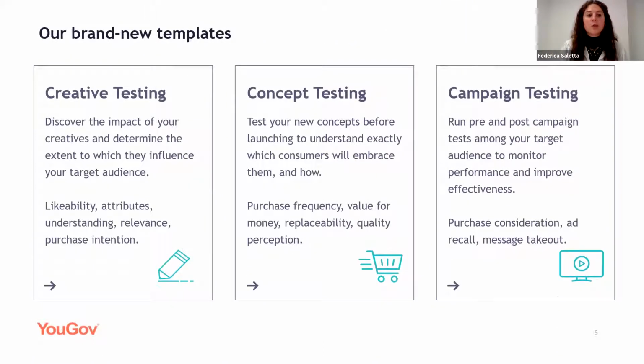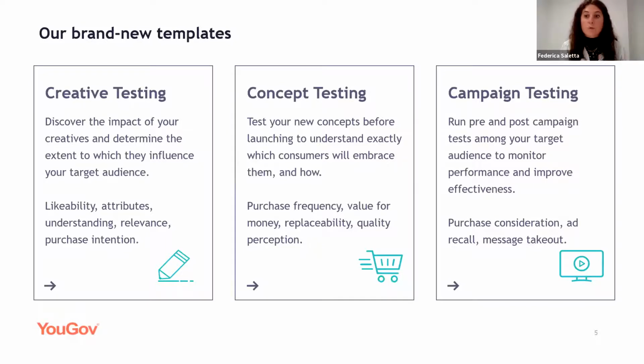So what have we built? Actually, we've built 3 different templates that you can leverage. The first one is creative testing. With creative testing, this is really useful when you're looking to test different routes of the creative, when you're working on the creative process. So what this allows you to do is, with the preset questions, which include things like likability of the asset, attributes linked to that asset, understanding of the creative, relevance to consumers, as well as all the way down to purchase intention, you're able to directly understand how your creative is influencing your audience.